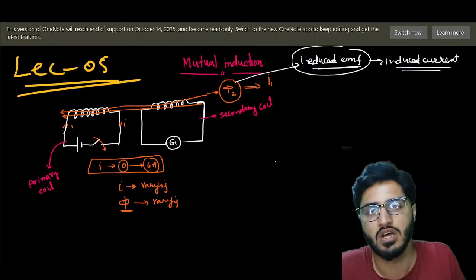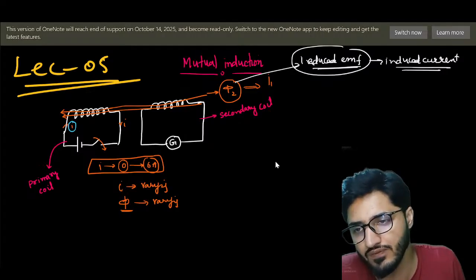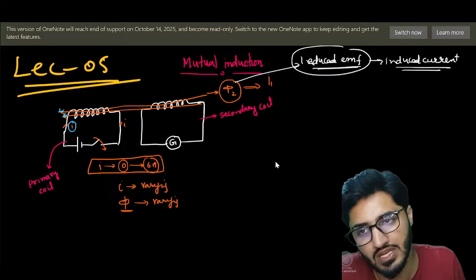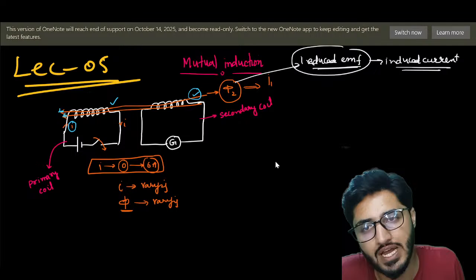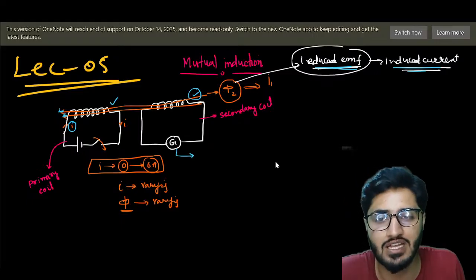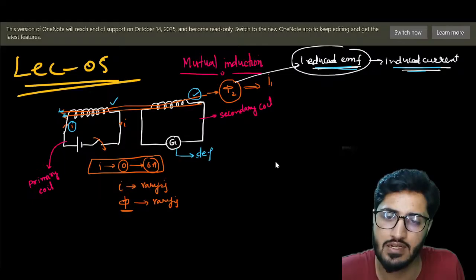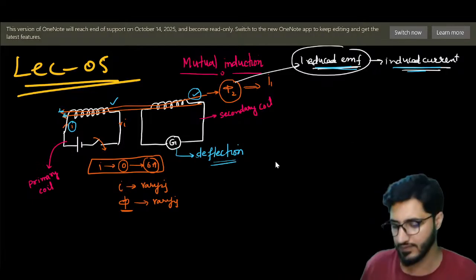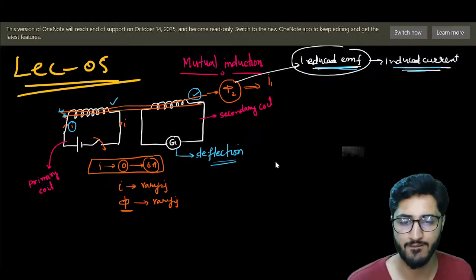Look, here the current is changing, so the flux is changing. The same flux is associated with the second coil, and that is changing. We know that if flux is changing, we have induced EMF, and induced EMF gives induced current. So we get deflection in our galvanometer. Very easy, extremely easy.